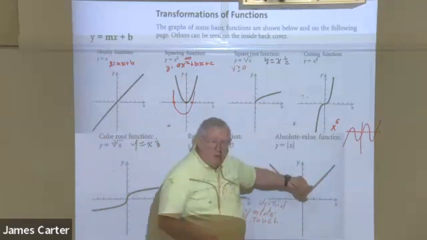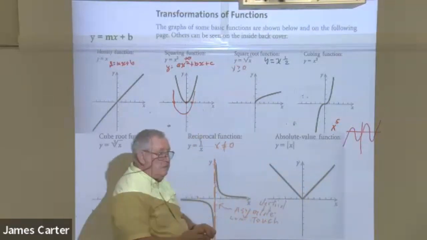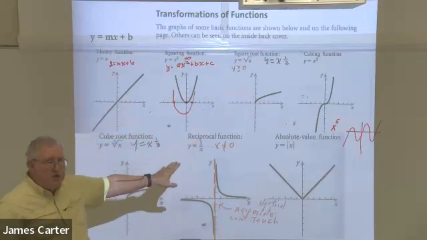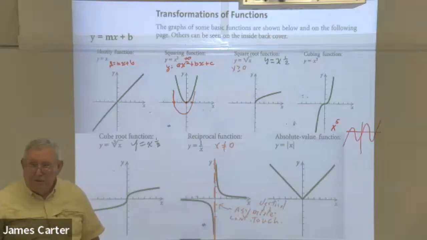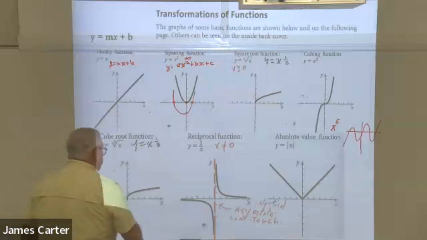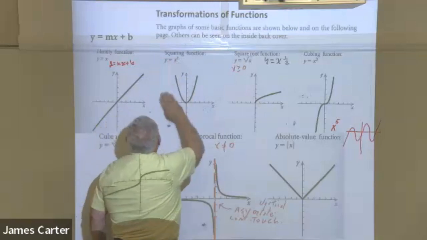Absolute value will always be a V. Okay. Any of these equations, if you have a number out on the end of it by itself, that number will be a y-intercept. If there's no number by itself shown out there, then the y-intercept is 0. So I wanted you to be aware of these things.